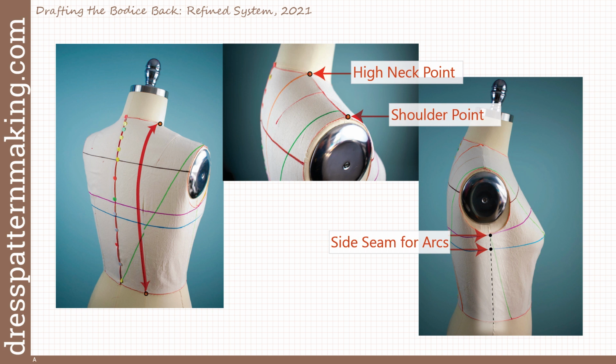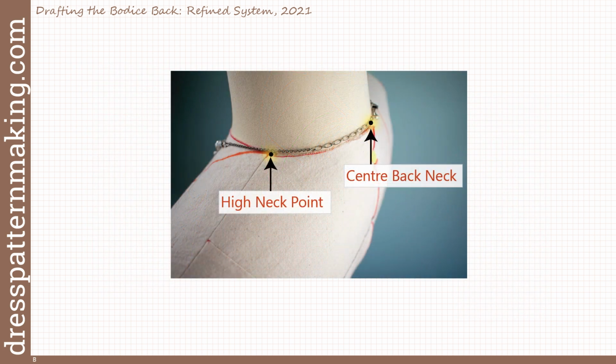If you're unsure about where to place the side seam, you need to watch the measurements video. Just another note, if you are unsure of how to determine where the high neck point and the centre back neck points are, putting on a necklace will help you see where the shoulder point should go up to and where the centre back neck point should go up to.